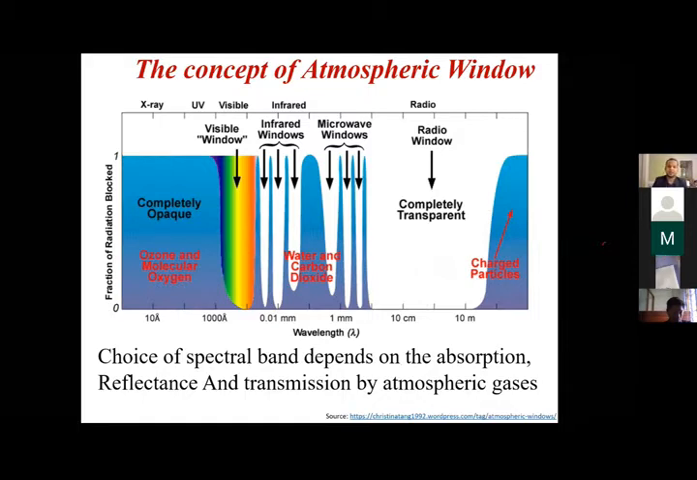So why did we discuss the concept of atmospheric window? This basically tells us which portion of the electromagnetic radiation is reaching the Earth and is least blocked, so that we can utilize this electromagnetic radiation in remote sensing applications.